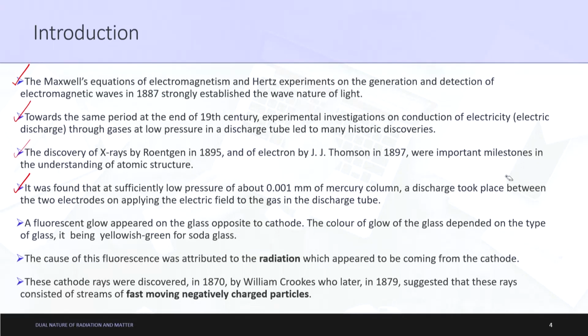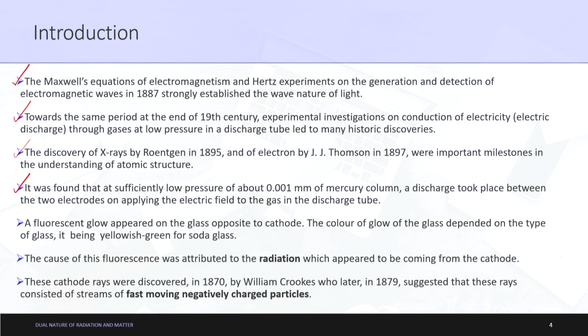So it was one of the important discoveries at that time, at the end of the 19th century. It was found that at sufficiently low pressure, about 0.001 mm of mercury column, a discharge took place between the two electrodes on applying the electric field to the gas in the discharge tube. So please remember, the electric field was present at the moment when the electric discharge took place. A fluorescent glow appeared on the glass opposite to the cathode.